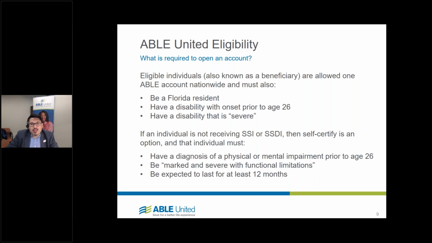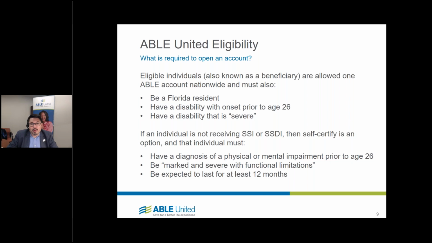One is that the onset of the disability had to occur prior to age 26. Basically, they needed a diagnosis prior to that age, and the disability has to be severe. So what does that mean? If the individual is receiving Supplemental Security Income or Social Security Disability Insurance based on either their work history or a parent's work history, then they would automatically qualify.